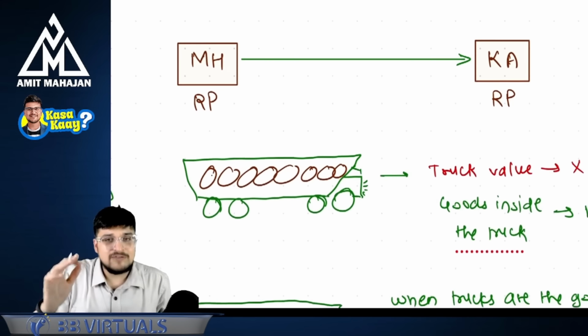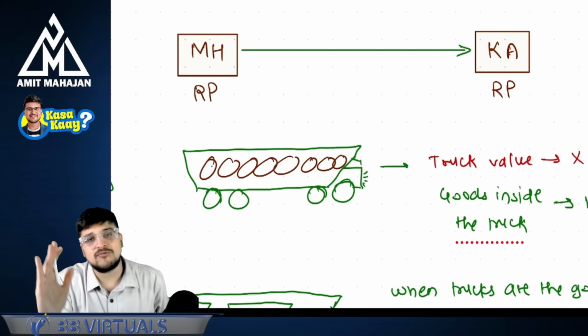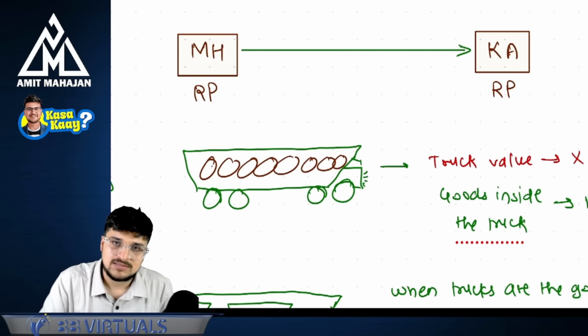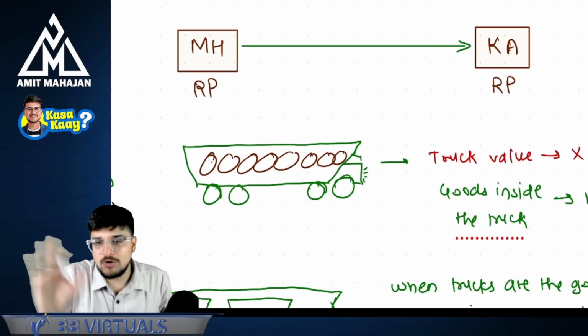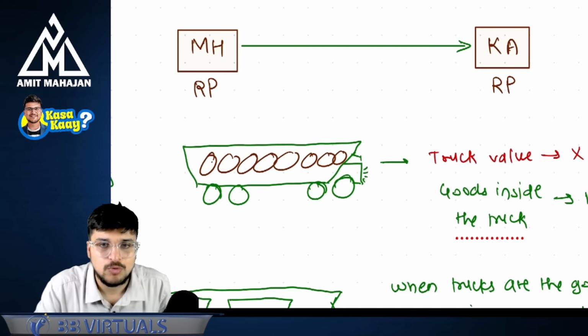Second example, say for example, only the truck is getting sent from Maharashtra to Karnataka for repairs. So they are saying that you charge GST only on the repairs amount. Don't charge GST on the truck's value.